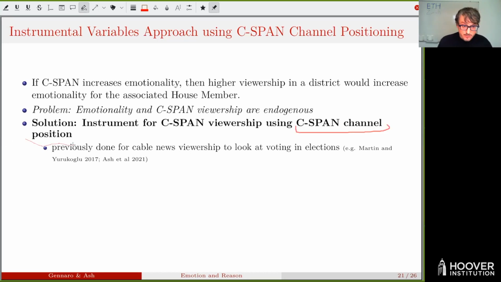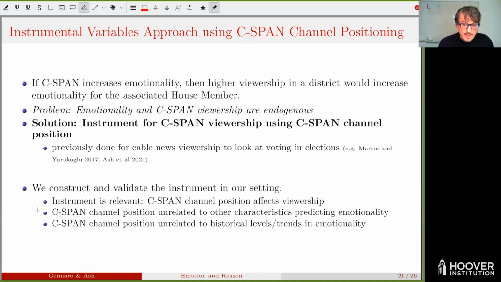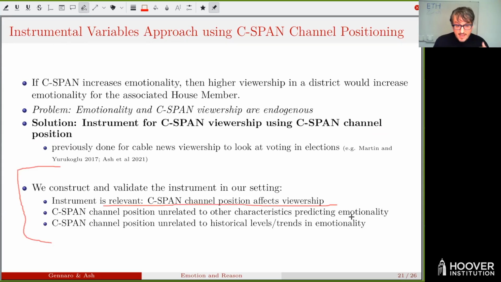When you turn on your TV, C-SPAN might be number 15 or it might be number 85. If it's number 15, you're much more likely to watch a little bit. But if it's number 85 or number 105, you're never going to watch it. We didn't invent this, but this channel position numbering can be used as an instrumental variable in IV analysis. We construct this instrument of C-SPAN channel position. We can show that it's relevant: it does affect viewership, and it seems to satisfy instrument validity in that it's not correlated with other characteristics predicting emotionality.